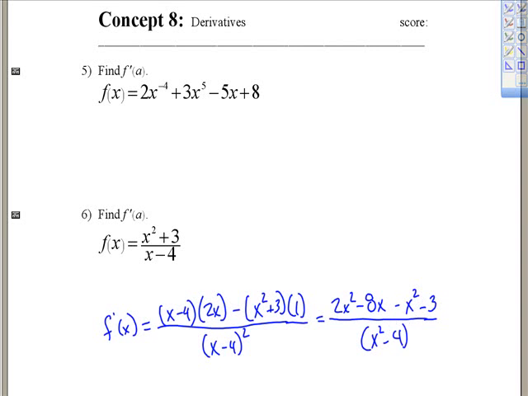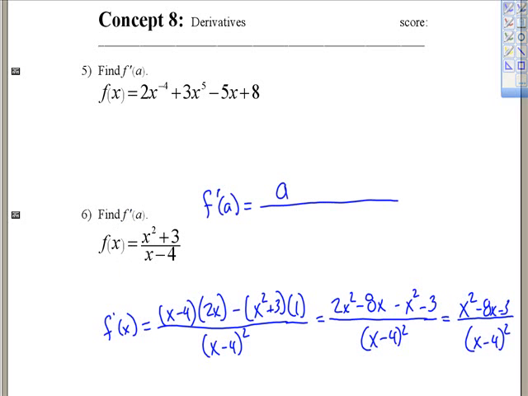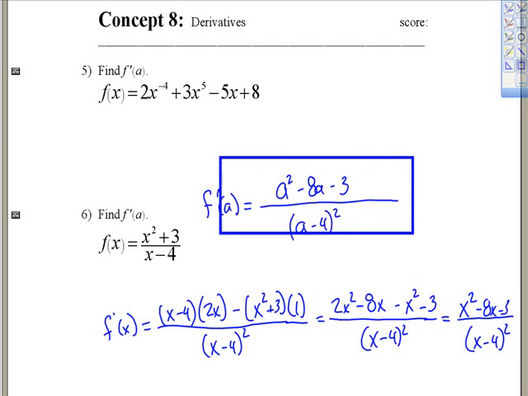Actually, I've got a square in the wrong place there. We can do one more clean up on the numerator. 2x squared minus x squared is just x squared, and then we've got a minus 8x and a minus 3. But again, we're not asked for f prime of x, we're asked for f prime of a. So f prime of a would equal a squared minus 8a minus 3 all over a minus 4 quantity squared. That's number 6.